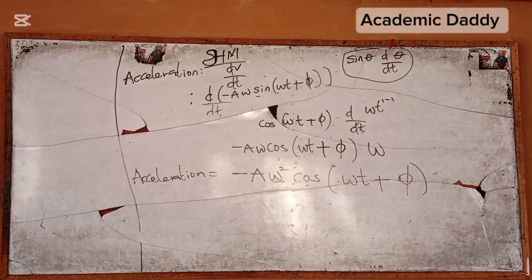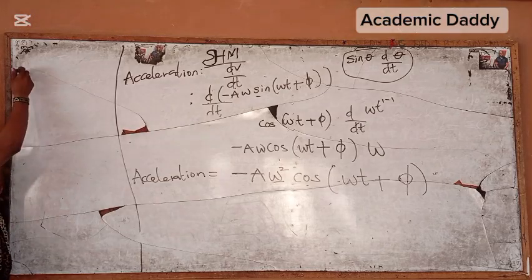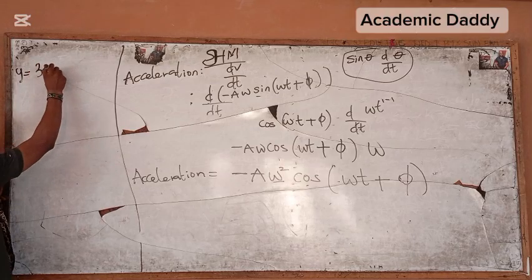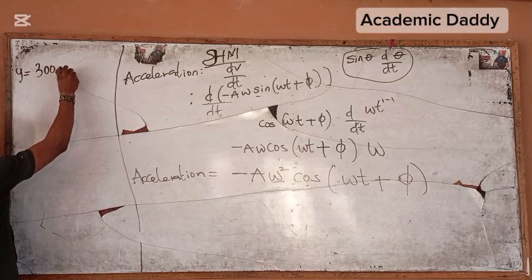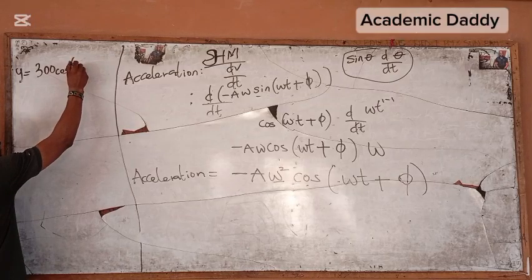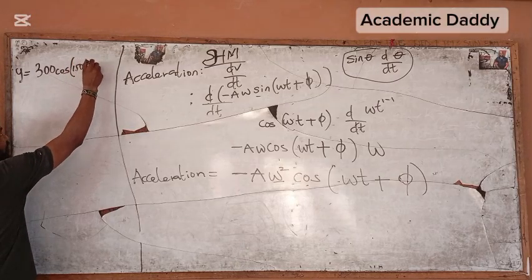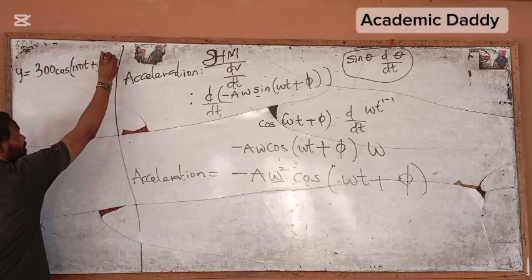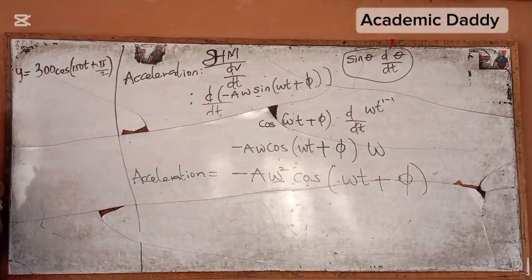So anytime I am given an equation or a question, let's say they tell me that a simple harmonic motion has the equation y equals 300 cos(150 t plus pi over 2). Remember I told you that this angle is always given in radians, and the normal unit for angle is radians, just that we are fond of degrees.